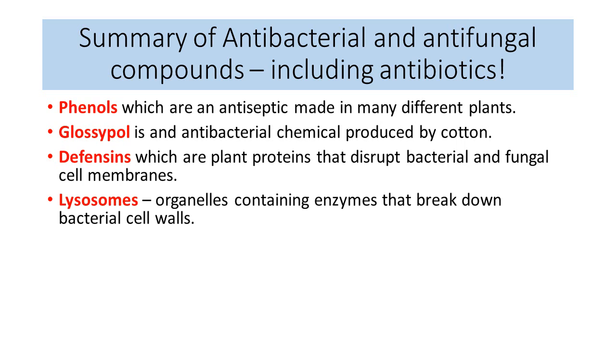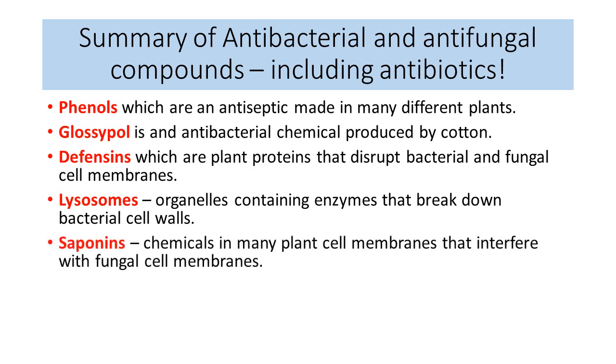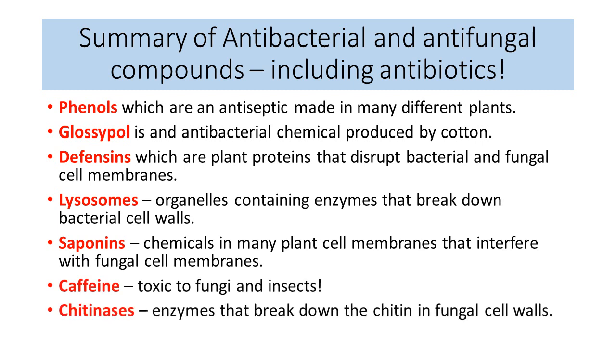Lysozymes, which you will have actually come across before, are enzymes which can break down bacterial cell walls. We often use this in our phagocytes, but it can be found in plants too. Saponins are chemicals which occur in many plant cell membranes, which interfere with the fungal cell membranes. They actually have a sort of soapiness to them, which is where the sound of the name comes from. Caffeine, toxic to fungi and insects. And chitinases, these are enzymes which break down the chitin in the fungal cell walls. I know some of you prefer to call it chitin differently, but I would call it chitin.